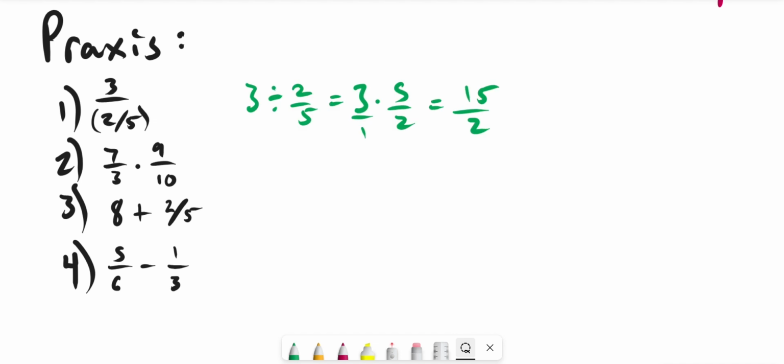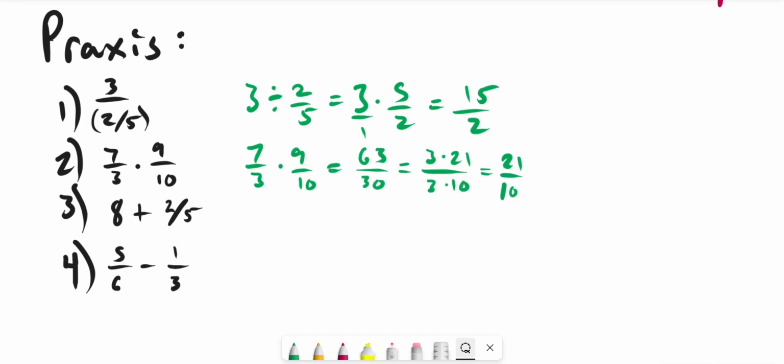So, number 1, we rewrite this as division. Division is multiplication by the reciprocal, and top to top, bottom to bottom, we get 15 over 2. Number 2, in order to multiply fractions, it's top to top, bottom to bottom again. And we could reduce this fraction if we wanted to by factoring out a 3 from the top and bottom and canceling it if we see commonality on the top and bottom.